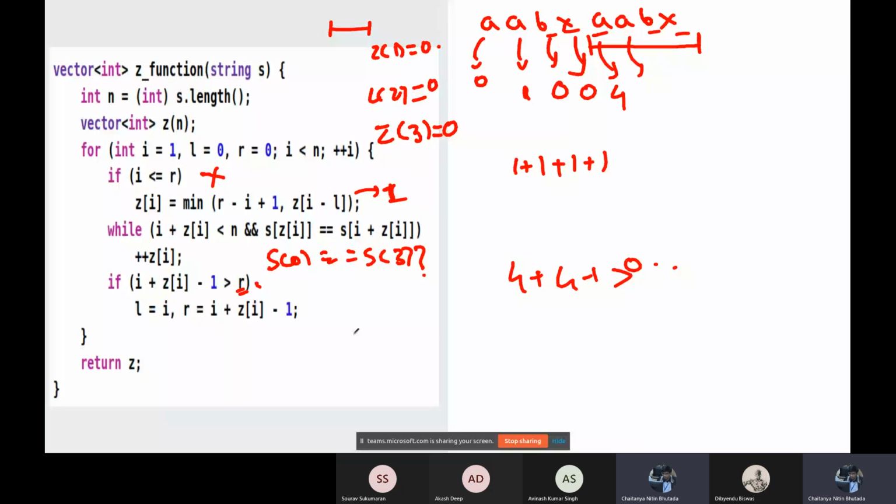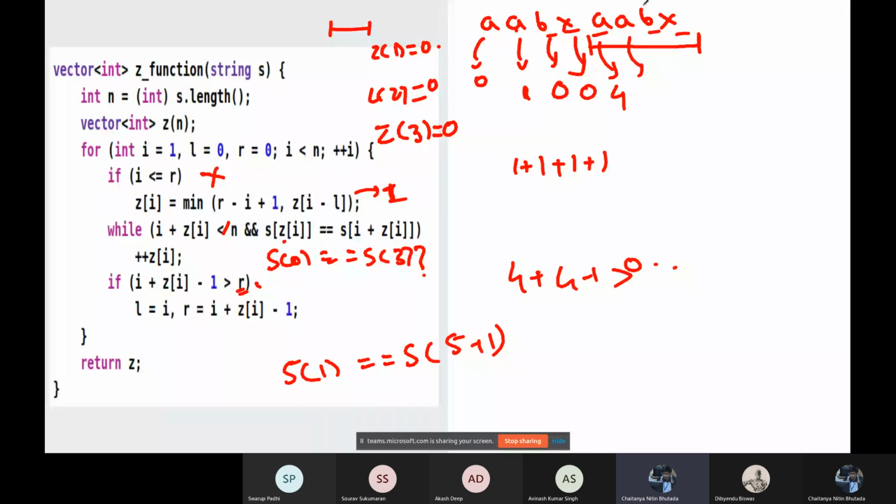Now what do we check? S of number 5 plus, this is not the case. Now we go here. S of 1 is equal to S of position 1 2 3 4 5 plus 1. This and this is equal or not, which is not, sorry. A, this B, this B and this A is equal or not, which is not the case. So we do not increase Zi. Now this is not greater than R, so we don't go here again. So we directly put 1 here.